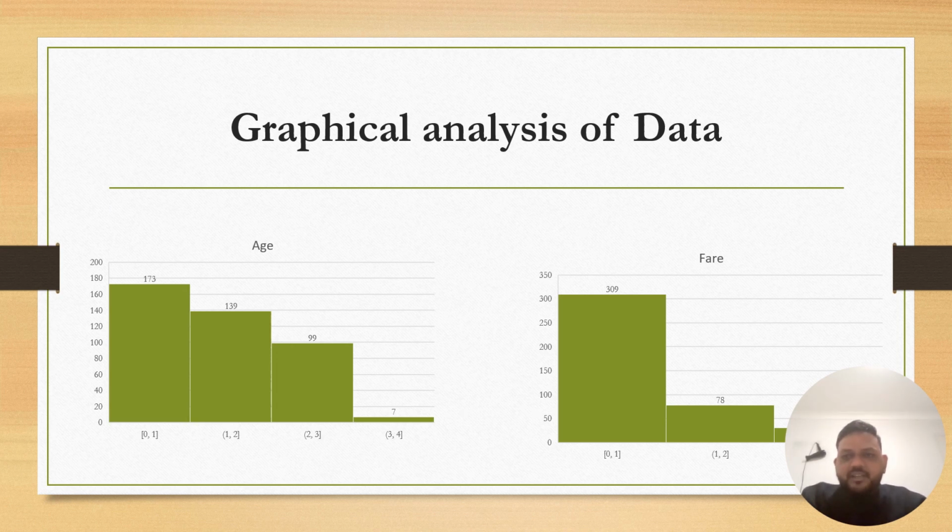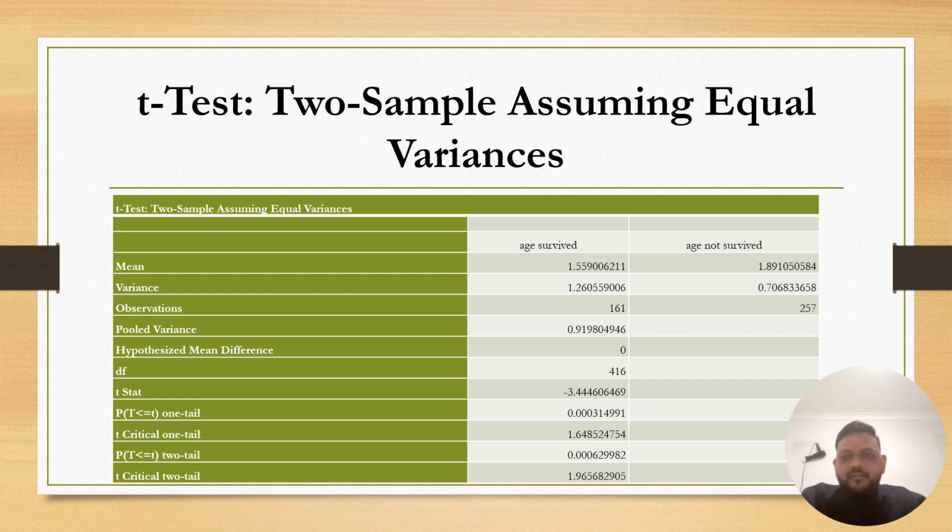Graphical analysis of data. This slide is showing graphical analysis of data. This slide is showing that the result of the t-test shows that there is a statistically significant difference between the ages of the passengers who survived the Titanic disaster and those who did not. This study provides strong evidence to reject the null hypothesis that there is no difference in mean age.